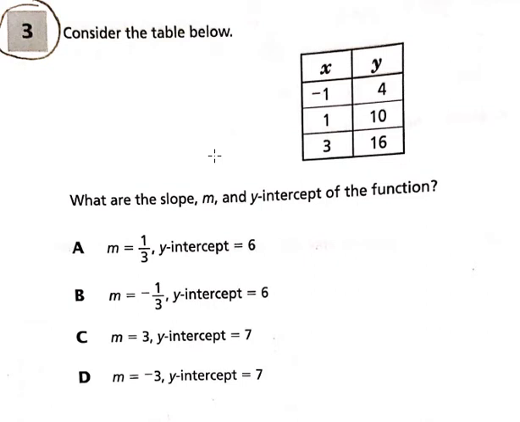So in this question here, we're given a table. We've got some x values, we've got some y values, and it wants to know what are the slope and the y-intercept of this function. When I see the word slope and y-intercept, I'm thinking y equals mx plus b. So next thing I need to think about is, how do I get this?